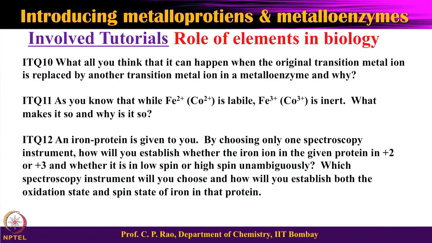Okay, some more examples of involved tutorials. What do you think can happen when the original transition metal ion is replaced by another transition metal ion in a metalloenzyme, and why? I have already answered this question previously when the amino acid came. Okay. So, now you take, let us say, a copper zinc enzyme and remove the zinc, put copper. What will happen? Check the activity.